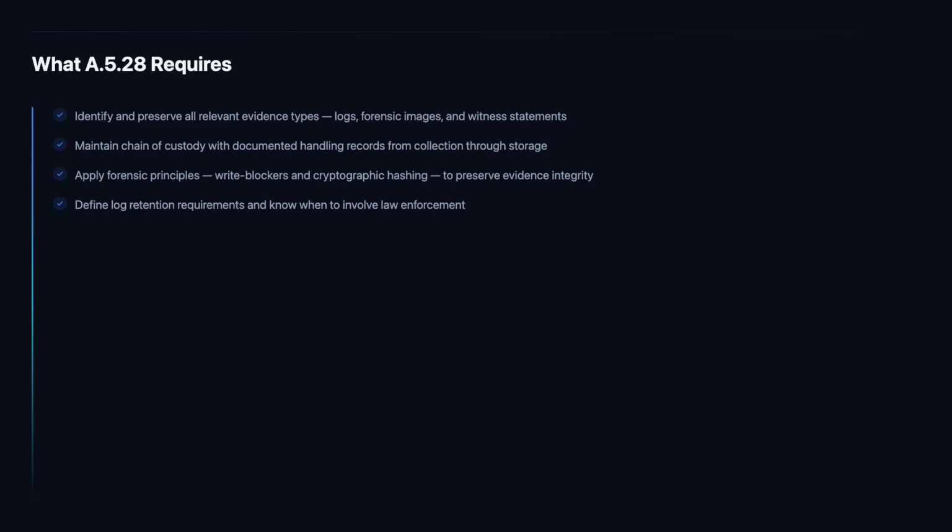The decision to involve law enforcement in a security incident should be made promptly. Law enforcement agencies have additional legal powers to compel evidence from third parties and may have intelligence about the threat actor that is relevant to the investigation. Four essential concepts underpin effective implementation of Control A.5.28.